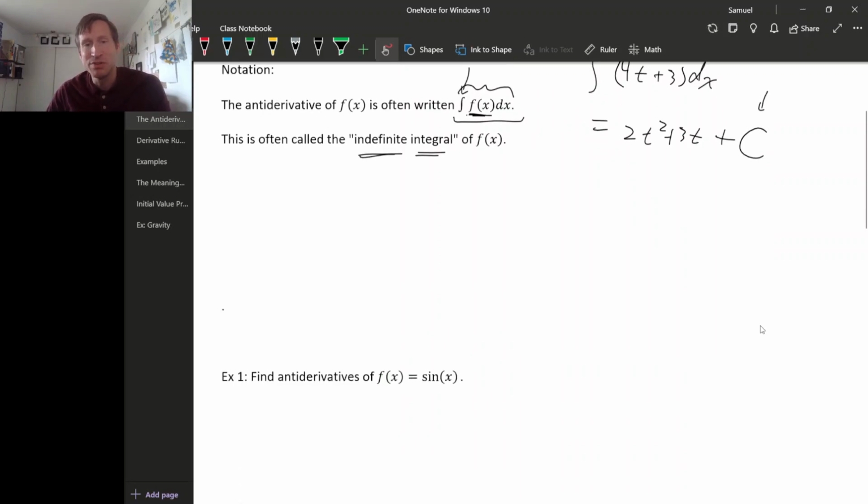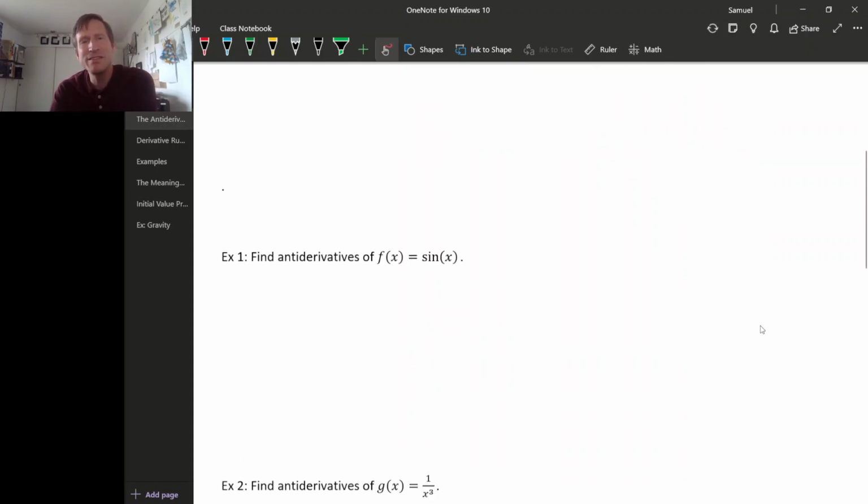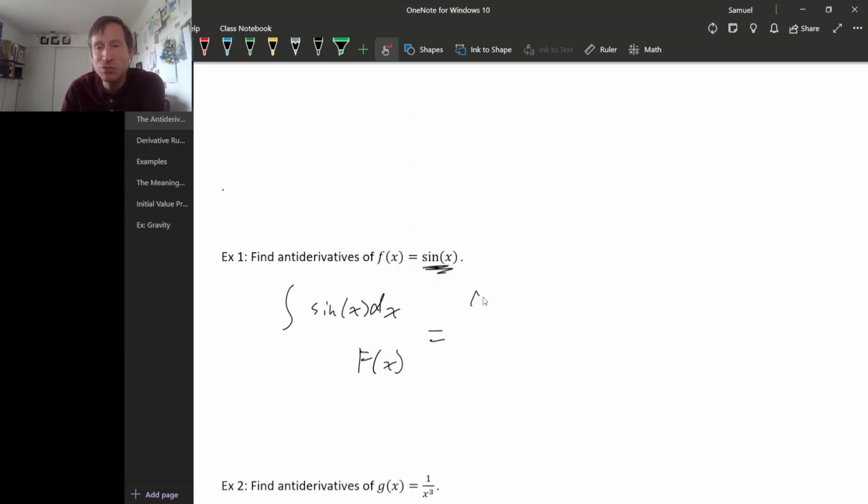So let's look at a couple examples of finding antiderivatives. Now, we don't really have any way to calculate antiderivatives or indefinite integrals, except for the fact that we have so much experience differentiating things that we'll often, and usually, at least for now, be able to guess antiderivatives. So for example, let's find antiderivatives for this function, sine of x. In other words, we're going to be calculating this indefinite integral of sine of x, or we might name it capital F of x, however you want to write it. So we just want to write down some function whose derivative is sine of x.